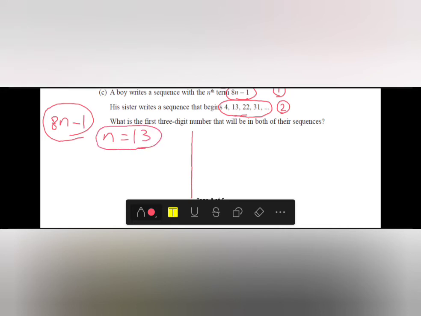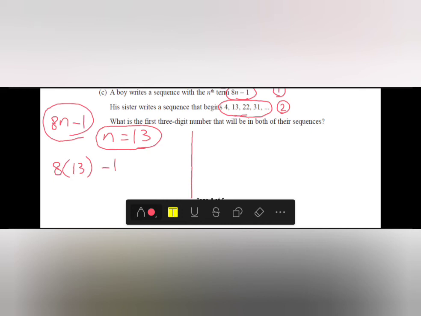if n equals 13, this is the first three-digit number in the boy's sequence, because when you multiply 8 by 12, you get 96, and it's not a three-digit number. So the first one is n equals 13. So I'm going to say 8 times 13. And how do I know this? By using the calculator. When I multiply 8 by 13, I will get a three-digit number. So 13 times 8 is what? It is 104. And then I continue the sequence, which is minus 1.